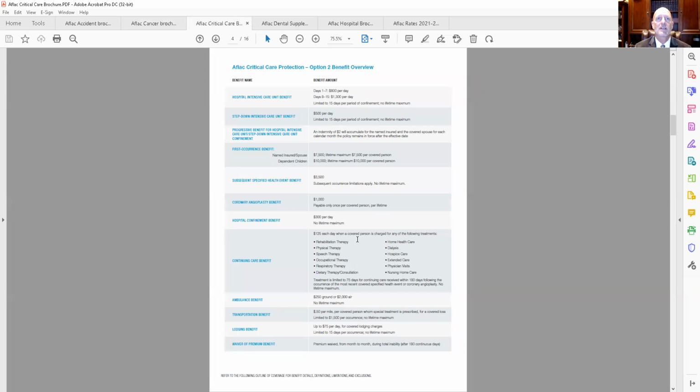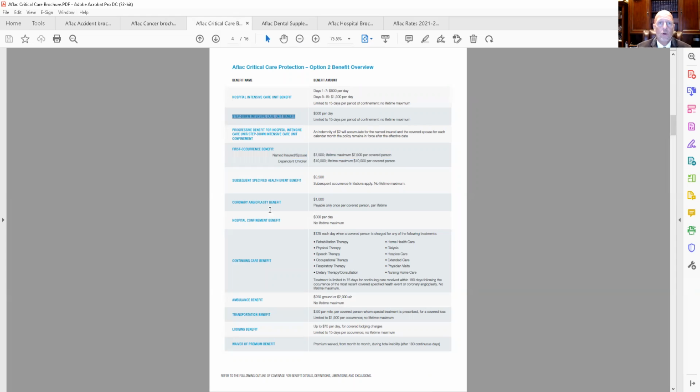So, God forbid one of these happens to you or your family. The first thing that this policy will do is it will give you a first occurrence benefit. So if you are diagnosed as having that, you will get $7,500 sent to you or your spouse, $10,000 if it's one of your dependent children under 26. Now, after one of these events takes place, you are usually always in the hospital. So you will be getting $800 a day. If you're there longer than a week, it goes to $1,300 a day for 2 weeks. When you get out of intensive care and you're recovering in a step-down unit, the policy will pay you another $500 a day for 2 weeks.